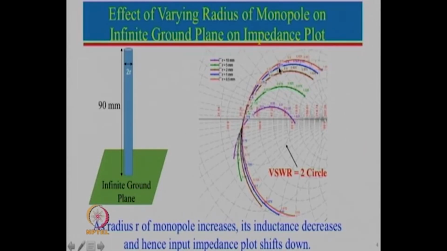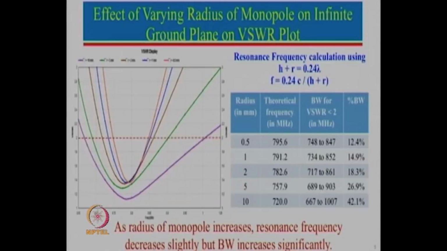As we keep on increasing the thickness, what we can see is that it is shifting down, because for a thin diameter inductance is large, for a thicker diameter inductance will reduce, and if inductance is reducing, the whole curve is shifting down here. So, this tells us the effect on the impedance. Let us see what is the effect on the frequency as well as what is the effect on the bandwidth.